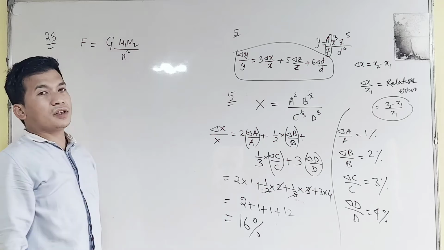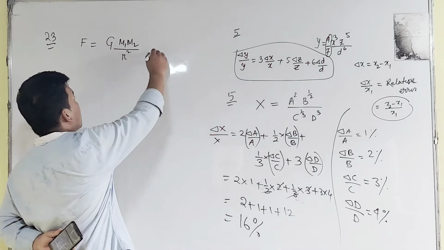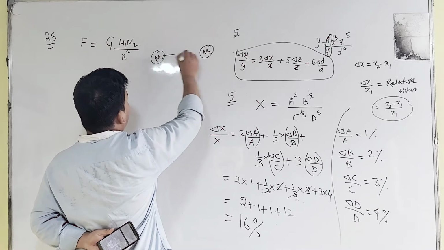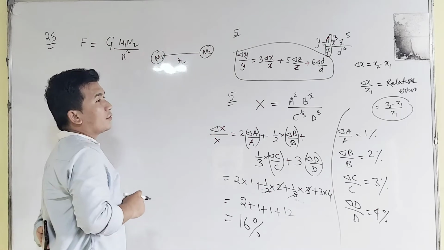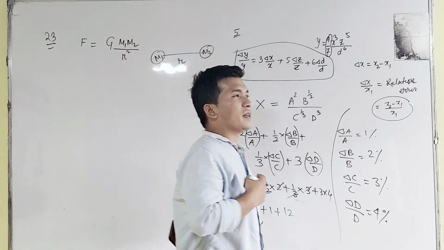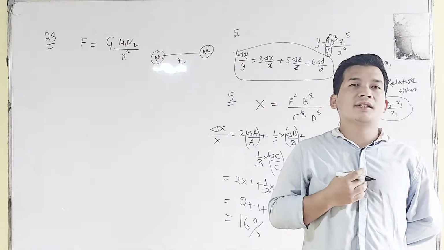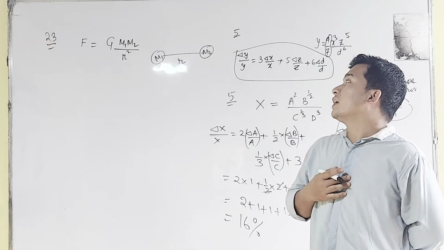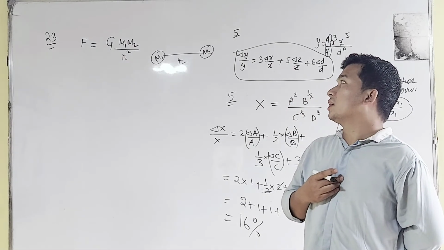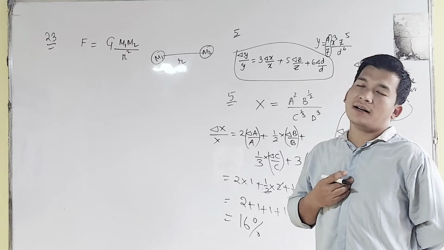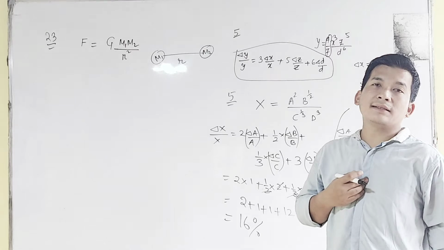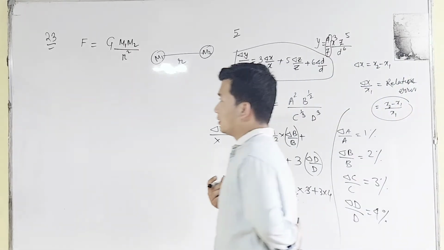Newton's law of gravitation. If we have two masses, m1 and m2, separated by a distance r, then what is the force of attraction between these two masses? It is given by Newton's law of gravitation, and its value is G m1 m2 divided by r square, where capital G is the gravitational constant.